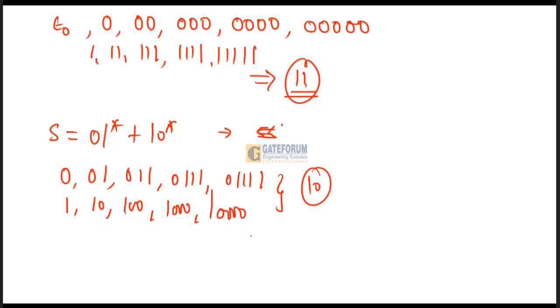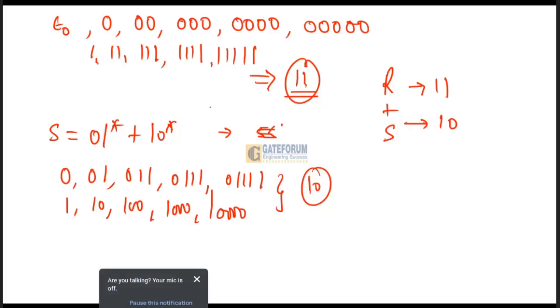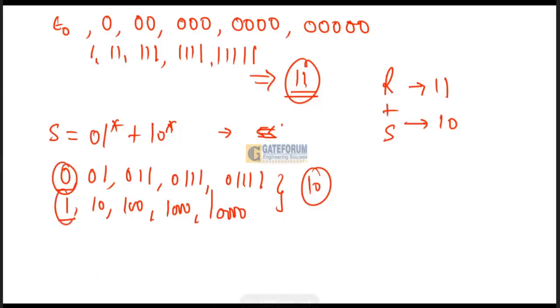Now total number of strings, if we combine R plus S, here it was 11 and here it is 10, right? Now we need to check what strings are common in them. If you can see, 0 is common among them, and 1 is also common among them. These two strings are common, so I need to subtract them. Ultimately I am going to get 19 here, correct? Now total possibilities were 63, and 19 strings are there whose length is less than or equal to 5. So if I subtract, I am going to get 44.